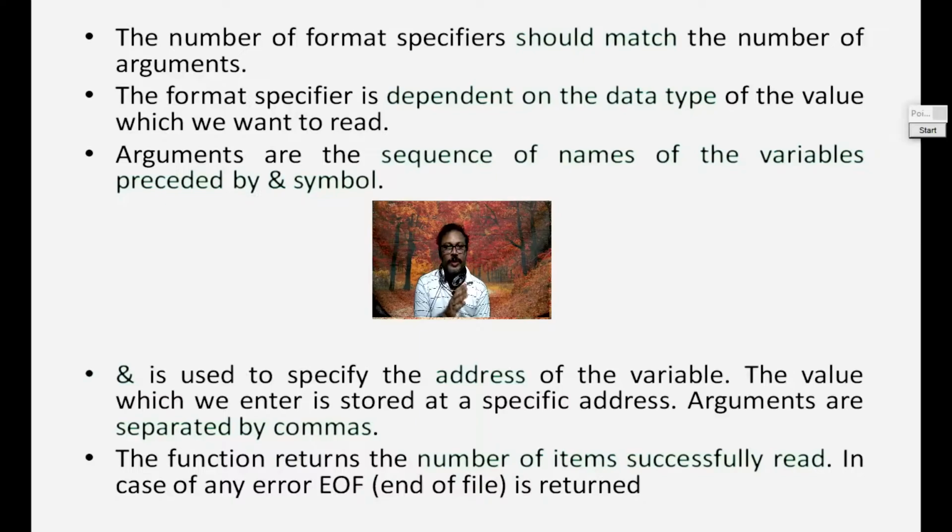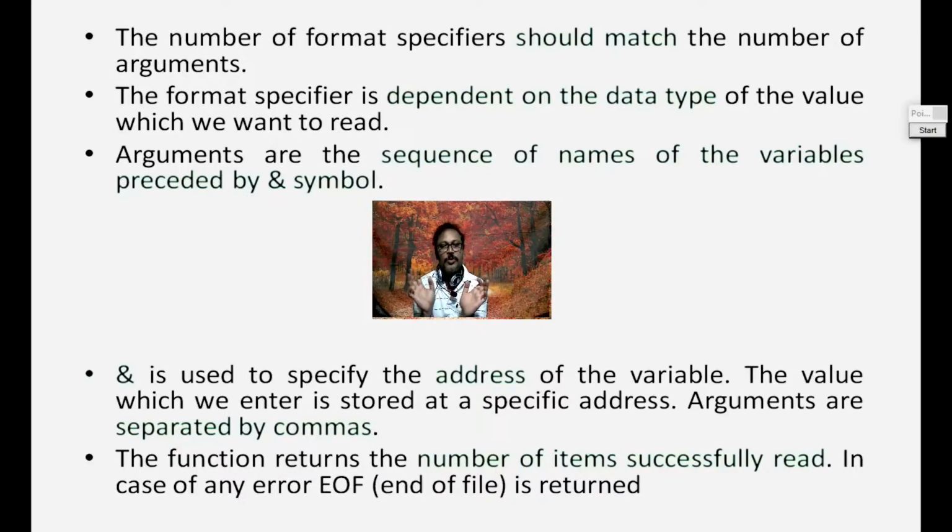The format specifier is dependent on the data type. So depending on the data type which you want to read, you have to specify the appropriate format specifier. Arguments are a sequence of names of the variables preceded by the ampersand symbol. Ampersand specifies the address of the variable. These arguments are separated by commas. The function returns the number of items successfully read. In case of any error, EOF or end of file is returned. Okay, for the time being, you need not bother too much about it.